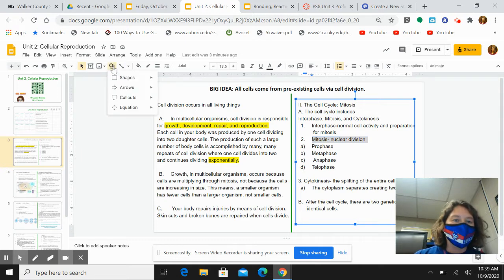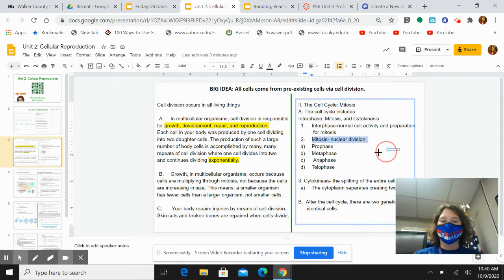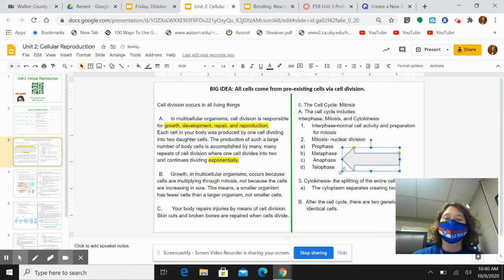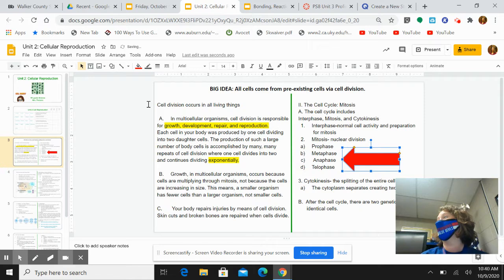Now, if you go up in the left-hand corner and click on the shapes, the little circle and square, and go down to arrows, pick you a handy-dandy arrow there, preferably pointing in one direction, and preferably pointing to the left, not the right. And then you're going to draw an arrow and you're going to point at the A, B, C, and D, where it says prophase, metaphase, anaphase, and telophase. Sometimes in my brain, instead of telophase, I say telophase so that I remember how it's spelled. Put your big fat arrow there because you need to know those 4 phases.